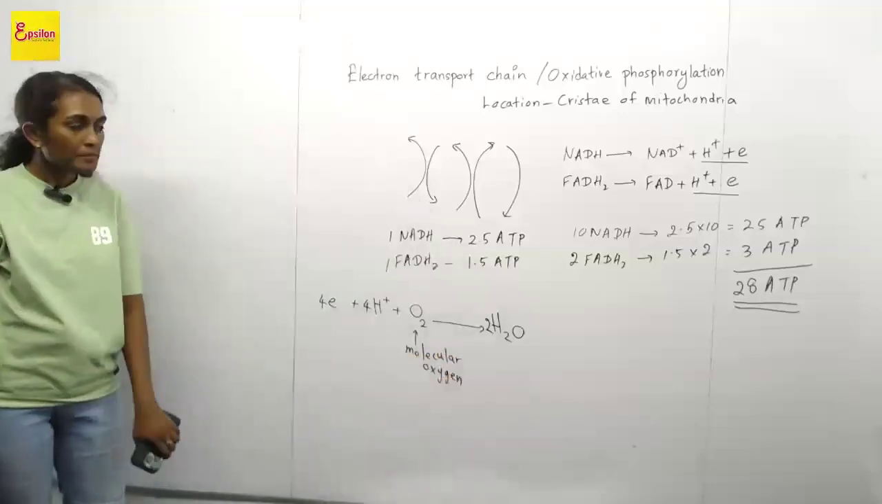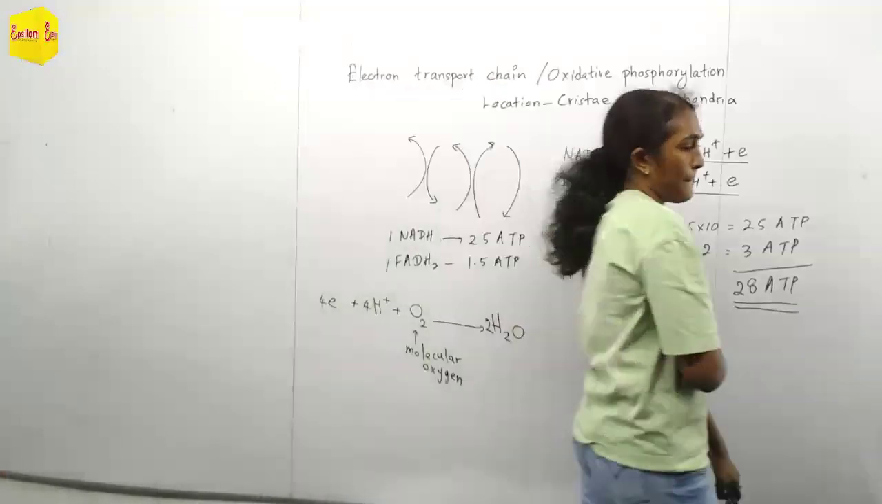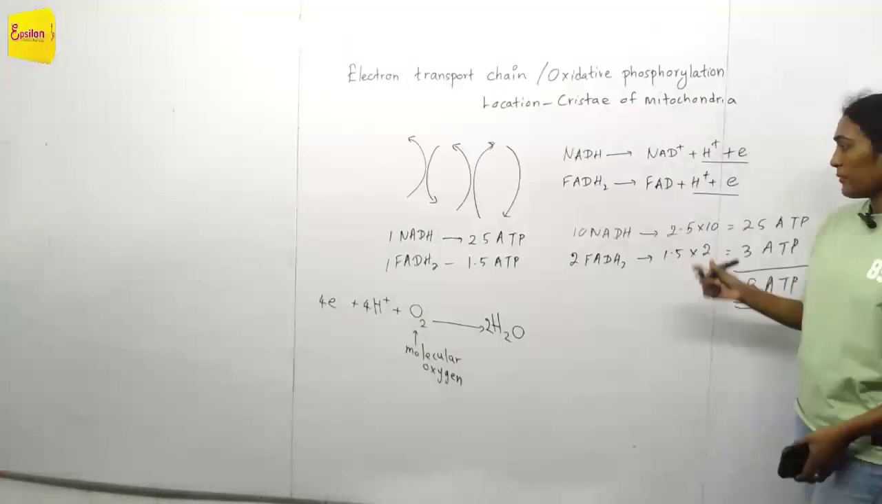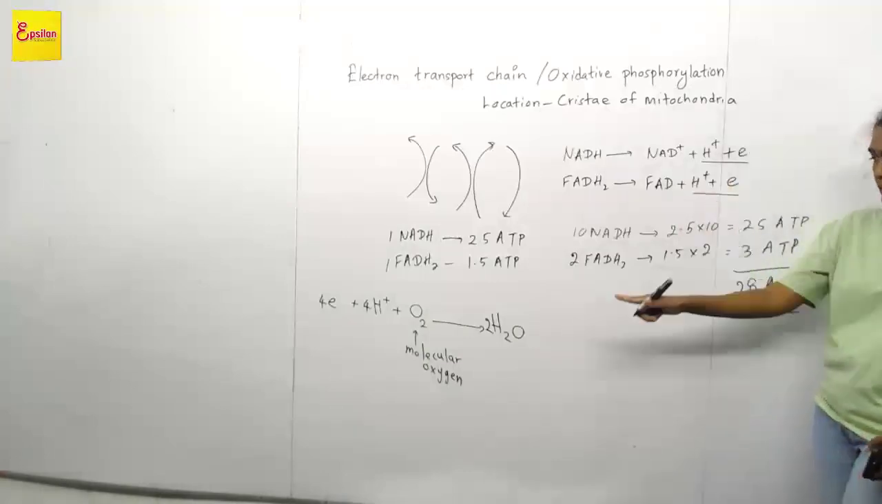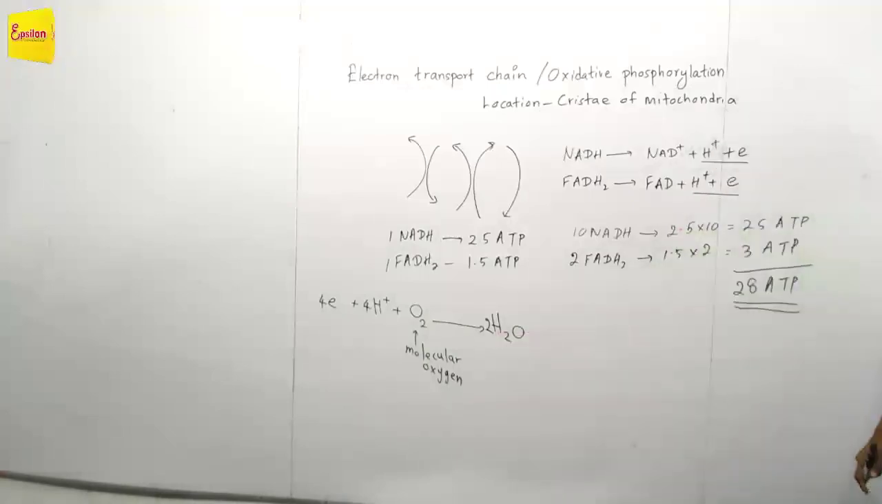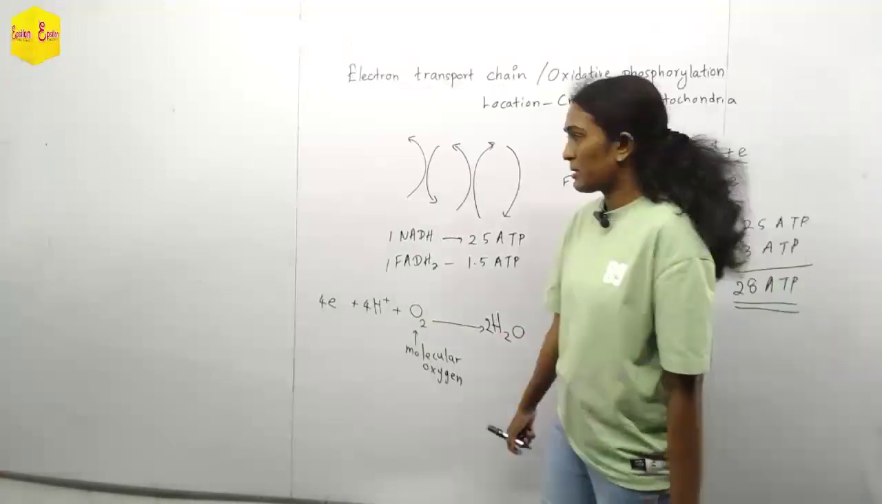Correct? Write that too. At the end of this, these electrons and H pluses are taken by molecular oxygen to give water. So we are writing in the big equation 6 water molecules. Here it is.